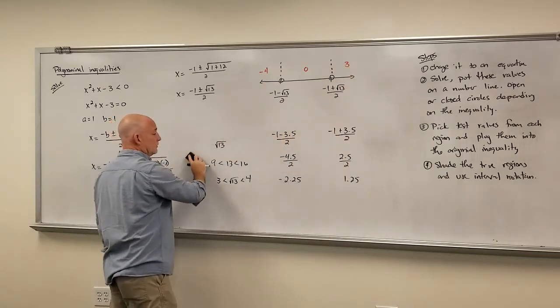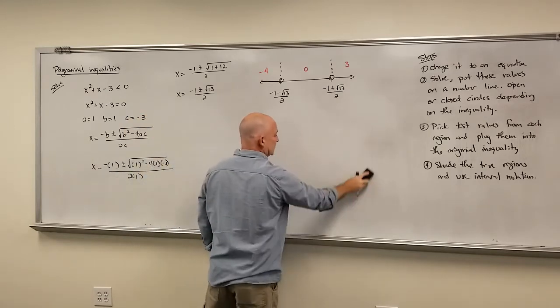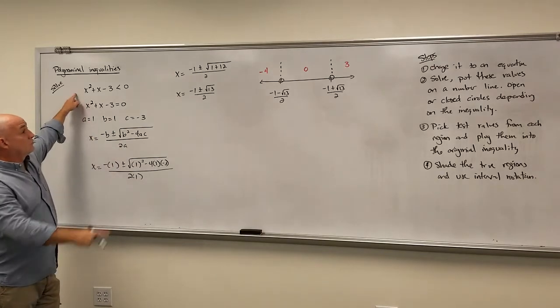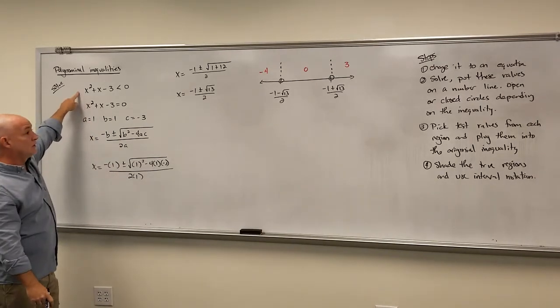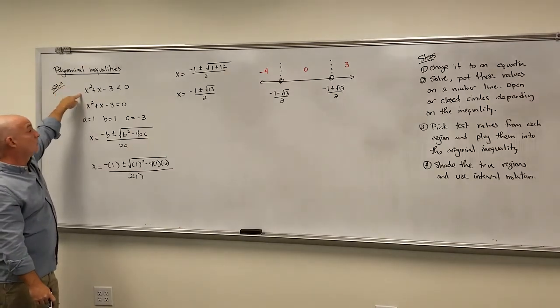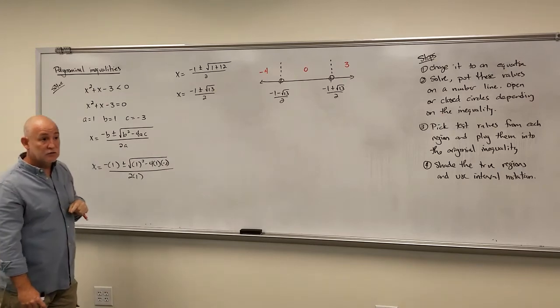All right, now the good news is we really don't have to deal with that horrible square root anymore. We just had to approximate it. So now what do we do with each one of these? We take each one of those red values and plug it in the original inequality and determine whether or not it's true or false. So take -4, plug it in here, put 0 in here, and then put 3 in there and see if it's true or false.